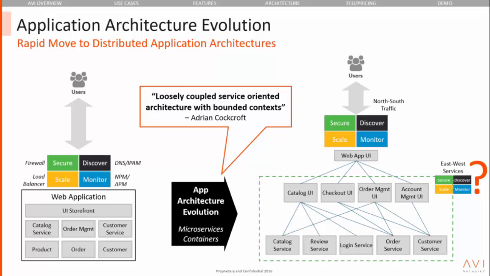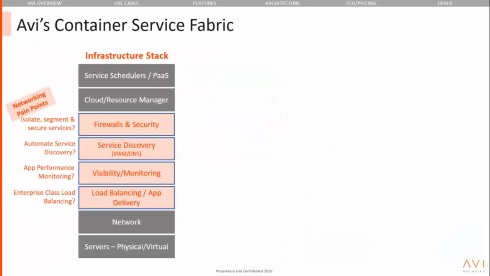What happens when those 1,000 applications become 100,000 containers or 200,000 containers? How do you manage those at scale? And even at smaller scales, as applications get fragmented and the traffic goes primarily east-west rather than north-south, how do you secure, how do you discover these services, how do you scale them, how do you monitor the individual applications, the individual containers, and monitor the end-user experience? That's sort of the primary challenge.